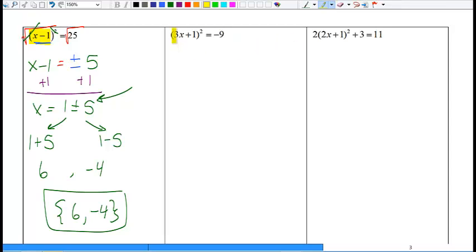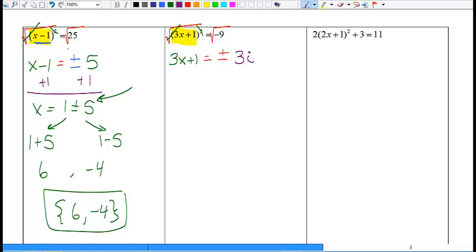Step 1. Is it in the form expression squared equals a number? Well, sure it is. This expression 3x plus 1 is squared and it equals some number. So step 2 says to take the square root of both sides. On step 3, it says take the plus or minus part on the immediately next step. So make sure you have that down. The square and the square root undo each other, and you're just left with 3x plus 1. On the square root of negative 9, that becomes 3i.